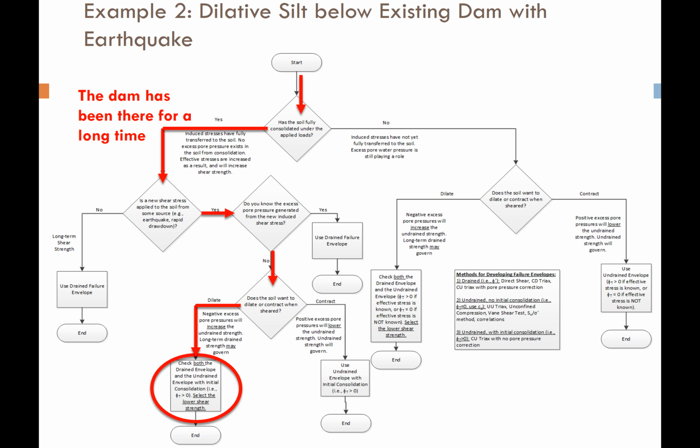So hopefully you can see from this flowchart how we might make the decision-making process in selecting which failure envelope we're going to use for design. Please keep in mind that laboratory shear strength tests are nothing more than simulations of what is going on in the field. And so when you try to go through this flowchart, try to picture, what should I be doing to represent the loading scheme and what the soil is doing in the field. And I think that will help make sense of the flowchart a little bit better.